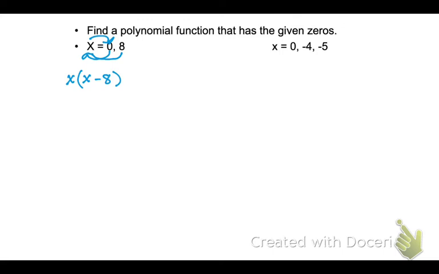So now that I have factors, I have to do what? Keep going backwards to get a polynomial. I have to FOIL, I have to multiply. So hopefully we all get x squared minus 8x. Yep. Okay, what are my factors on my other one? I have zeros at 0, -4, -5.